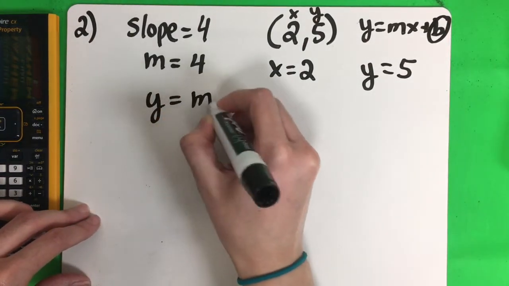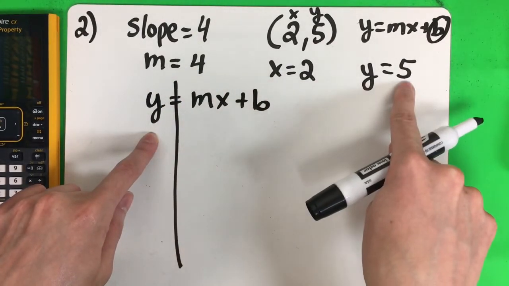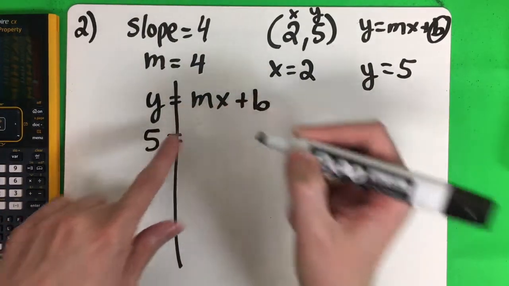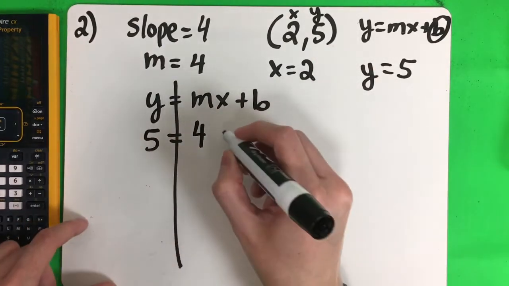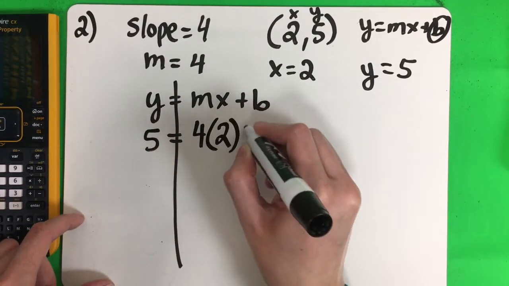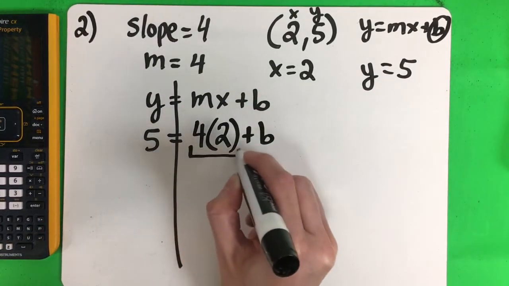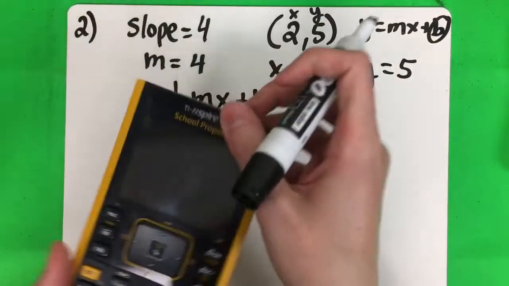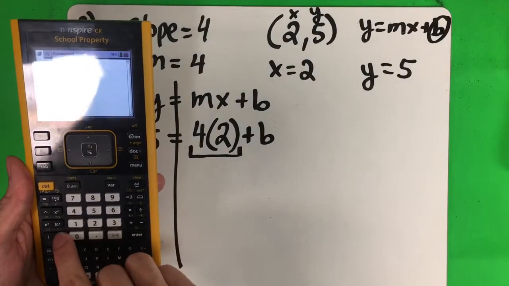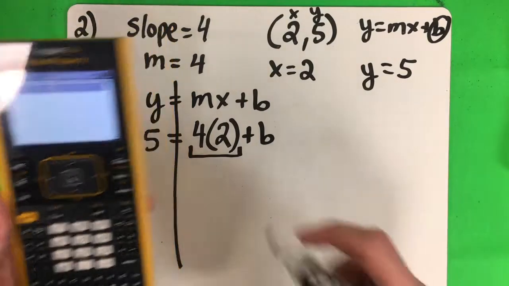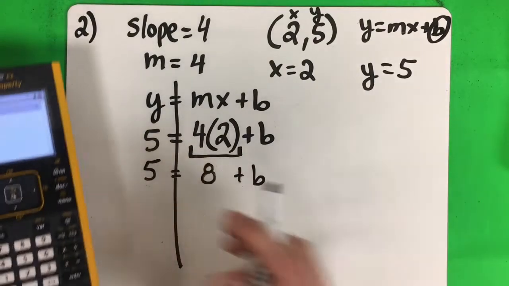So I got y equals mx plus b. Draw your line. Y is 5 equals m is 4. X is 2 in parenthesis, and then copy plus b because there is no b. You're going to do your parenthesis first. So 4 times 2, 4 por 2. So 4 times 2, 4, parenthesis 2, parenthesis, enter. I get 8. Copy plus b equals copy 5.